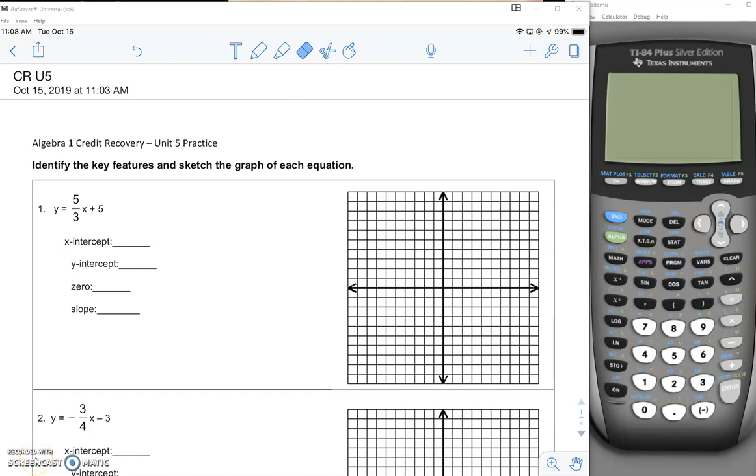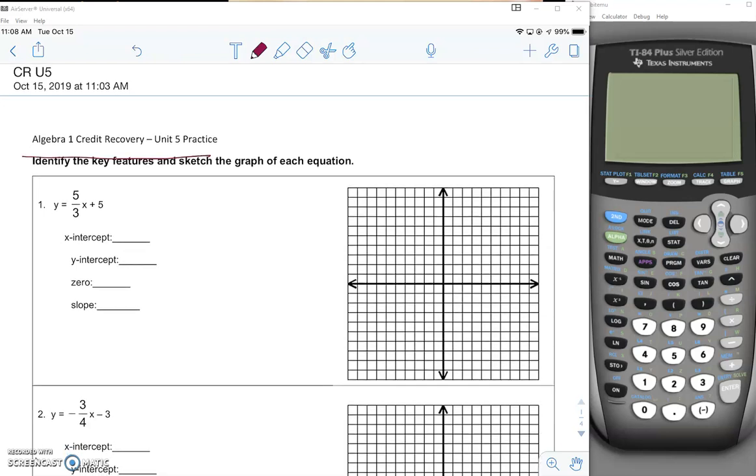This is the video for Algebra 1 Credit Recovery Unit 5 practice. Remember, at any time you can pause this video or rewind this video. Identify the key features and sketch the graph of each equation.